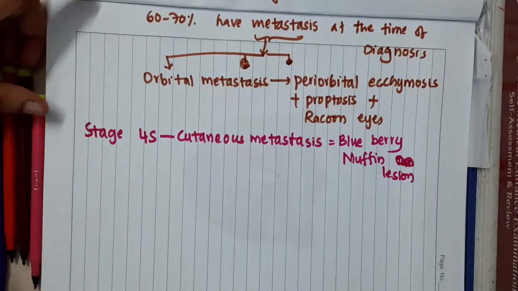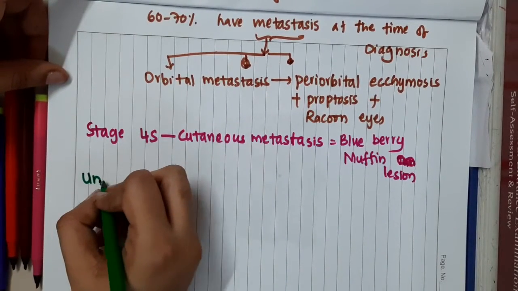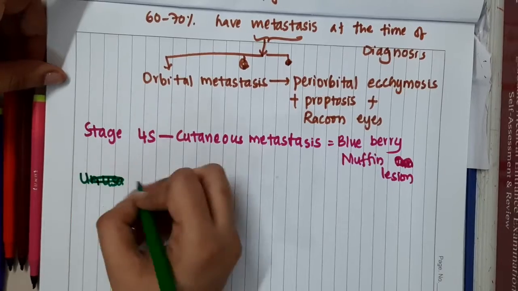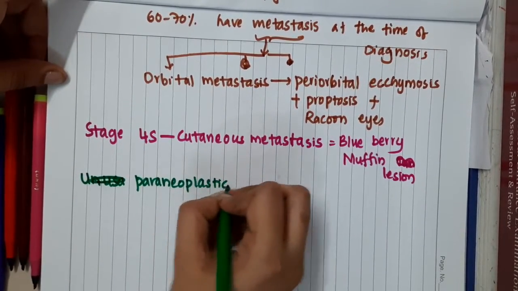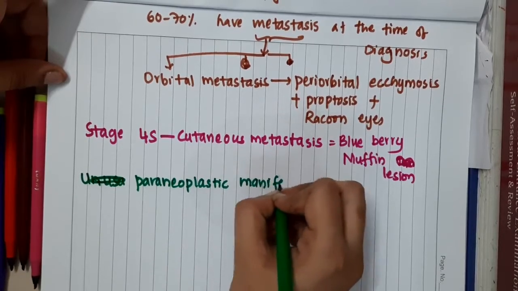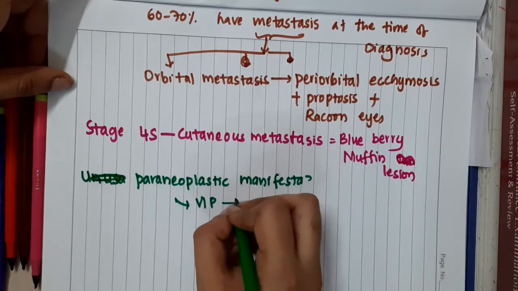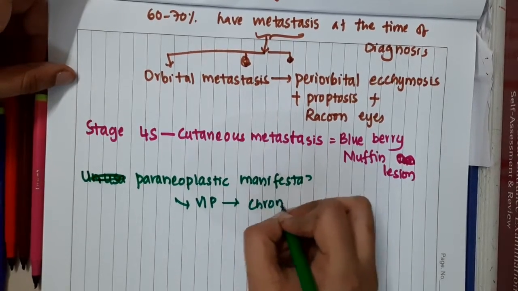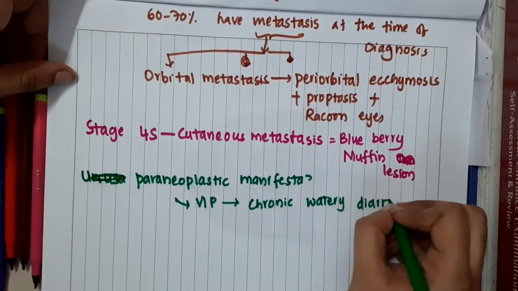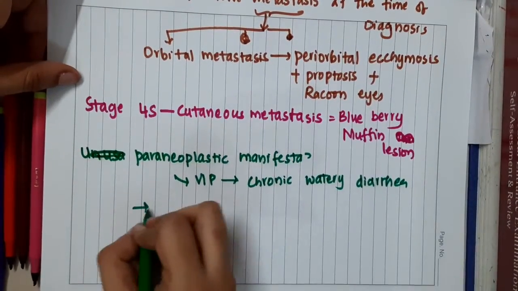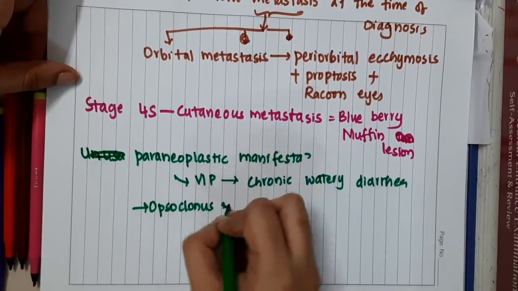Then the patient will also have a paraneoplastic manifestation. These neuroblastomas will produce VIP, that is vasoactive intestinal peptide. Thus it results in chronic watery diarrhea in the children. The patient will also have opsoclonus and myoclonus.